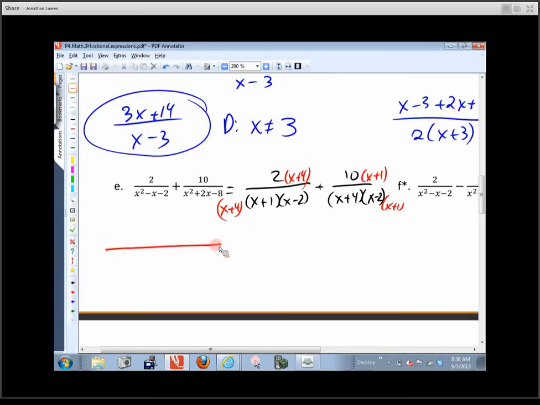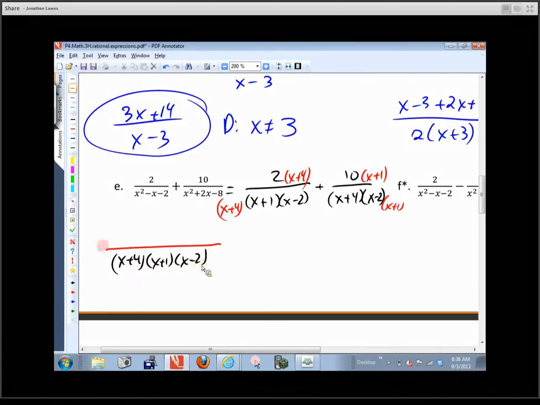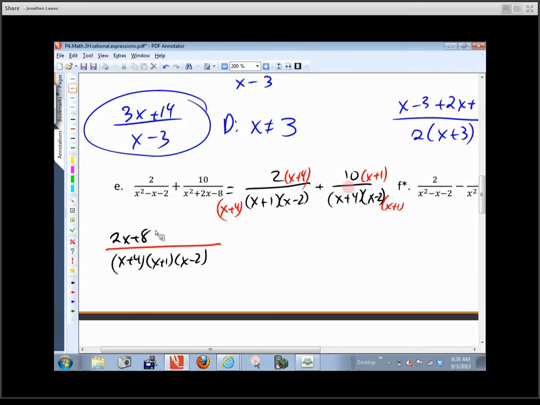So our denominator is going to be an x plus 4, an x plus 1, and an x minus 2. And then I'll go ahead and distribute through: 2x plus 8 plus 10x plus 10. Did I make any mistakes? So we're going to have a 12x plus 18. Okay, should I leave it like that?